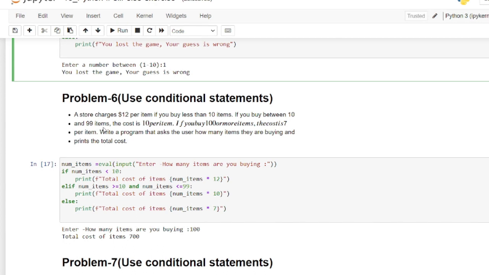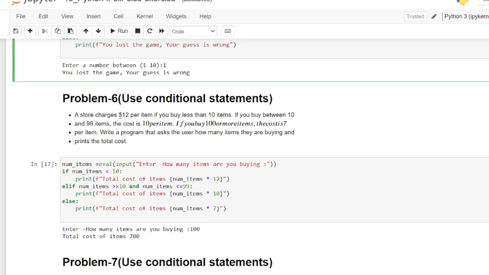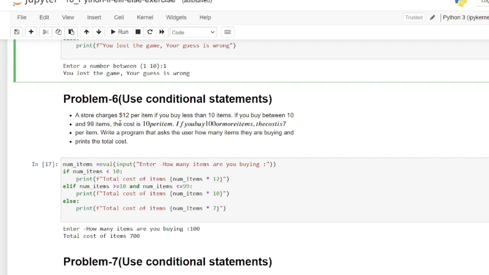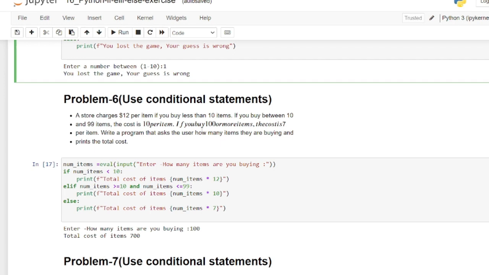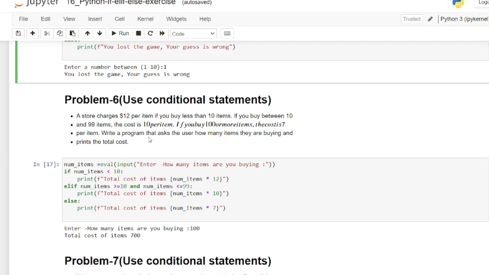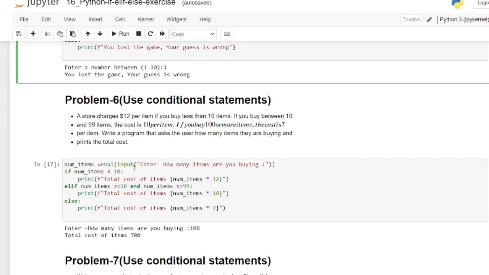And problem number 6. A store is announcing a unit price, it could be in dollars or rupees per item, if you buy less than 10 items. Between 10 to 99 the cost is 10. If it is above or equal to 100, then the cost is 7. Write a program, ask the user how many items they are buying and print the total cost.